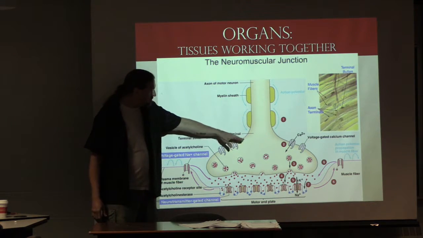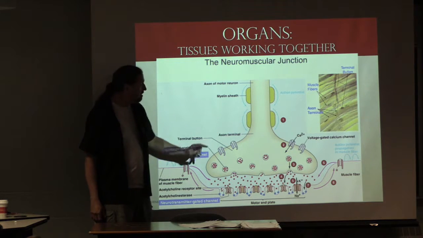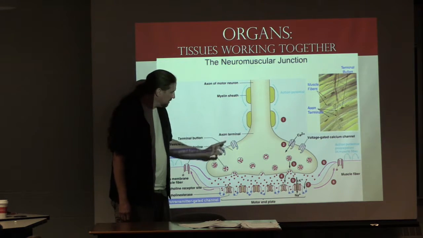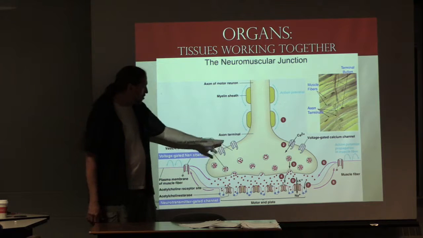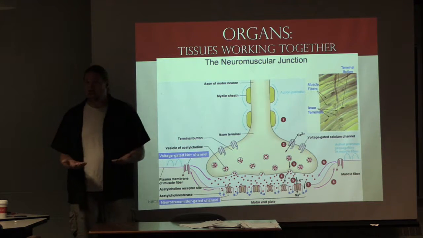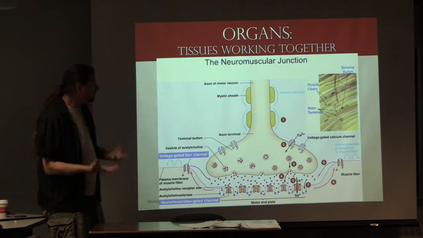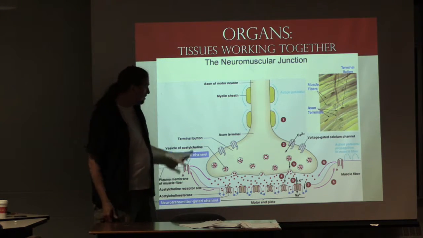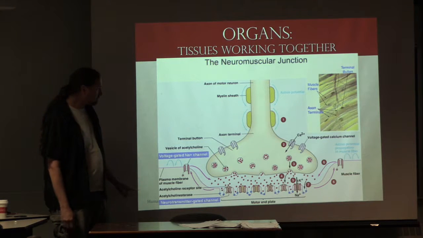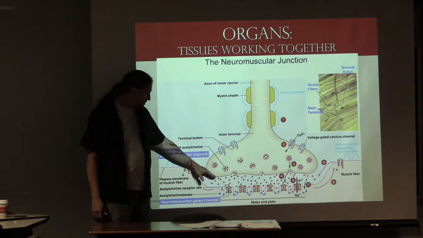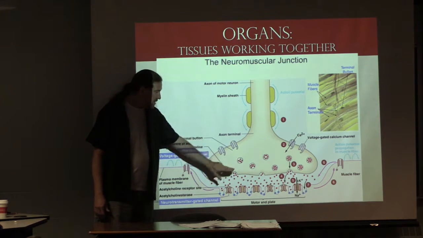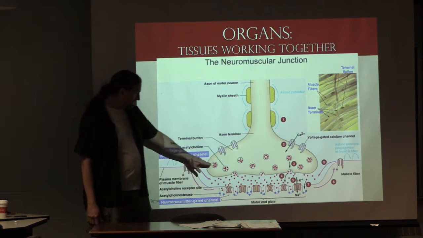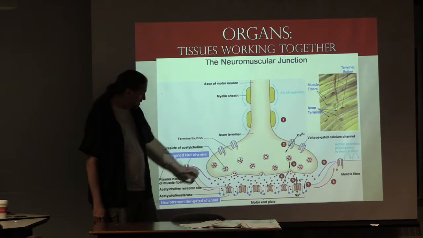So that change in charge comes. It was originally negative here, positive here. Now it becomes positive here, negative here. That change in charge opens up the gates by changing the shape. That's all it does. It just changes the shape of the protein, which is enough to open it up, in particular to just this one molecule. Calcium comes in, and then it binds to the vesicles, brings them to the synaptic cleft.